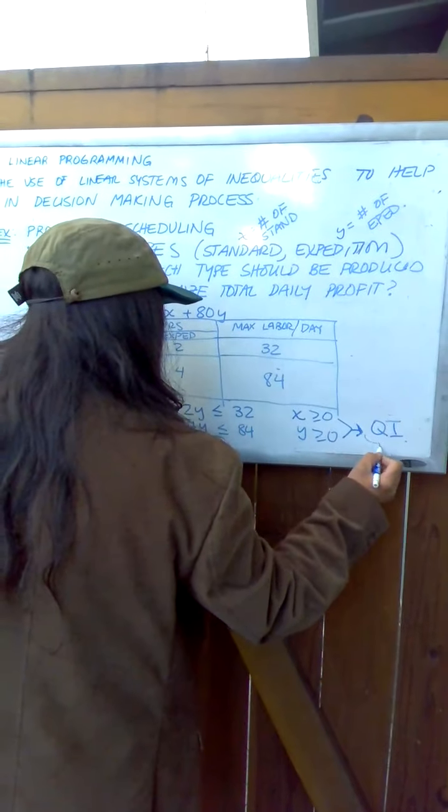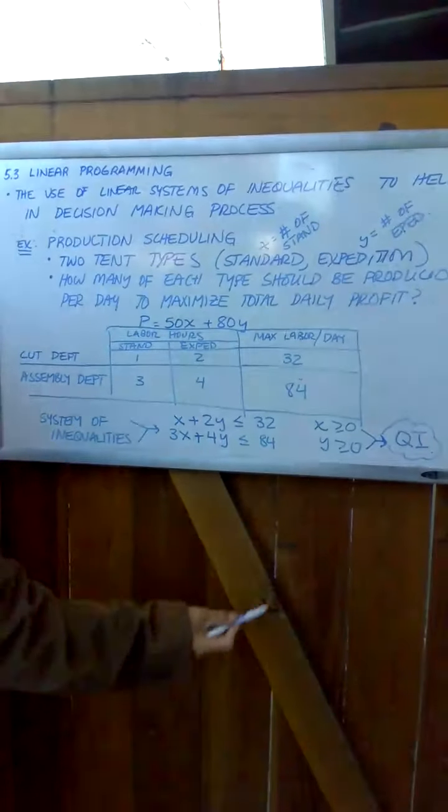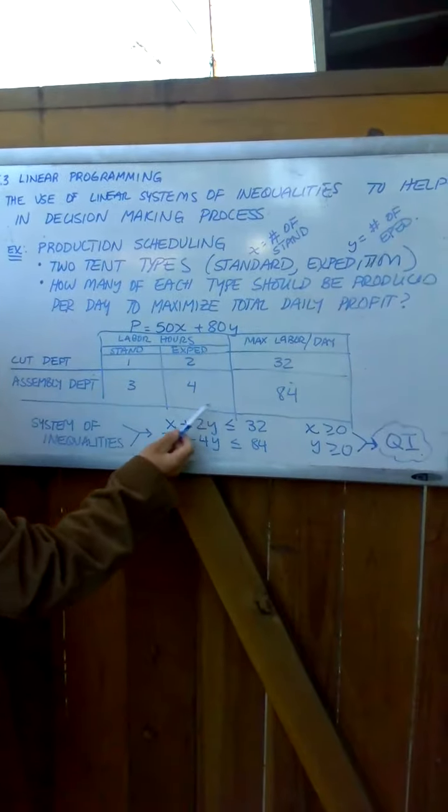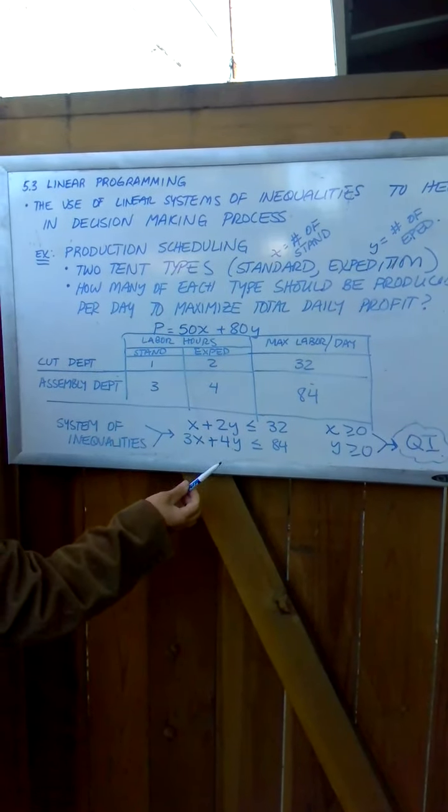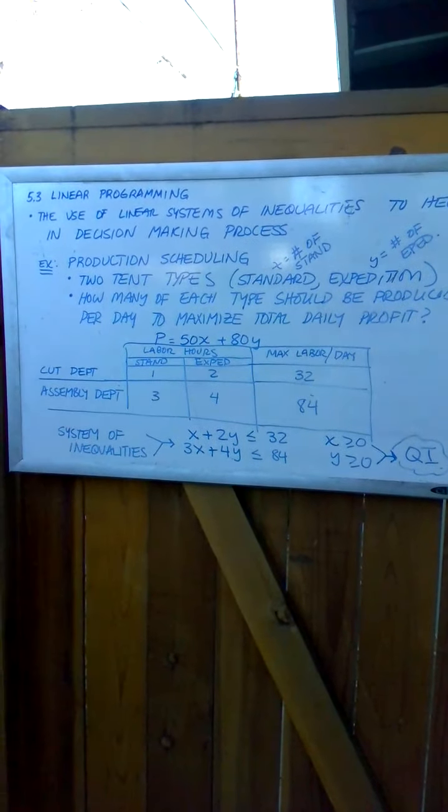All right, so these two automatically put us in quadrant 1, so we just have to graph these two over here. Okay, so that's what we're going to do next.